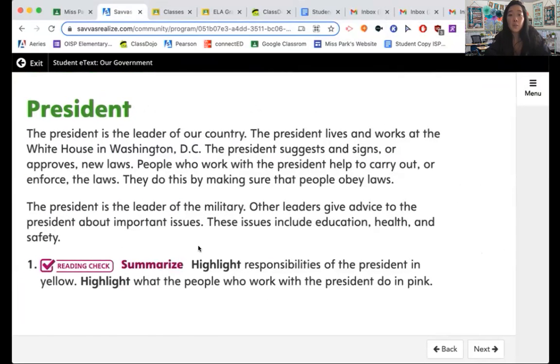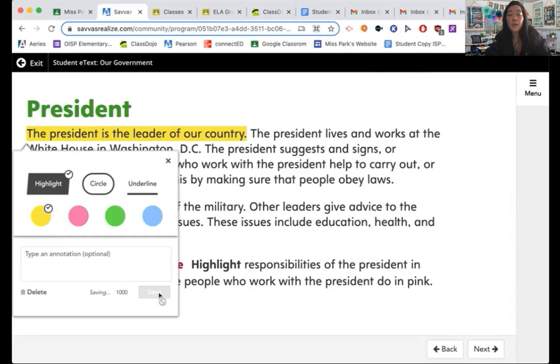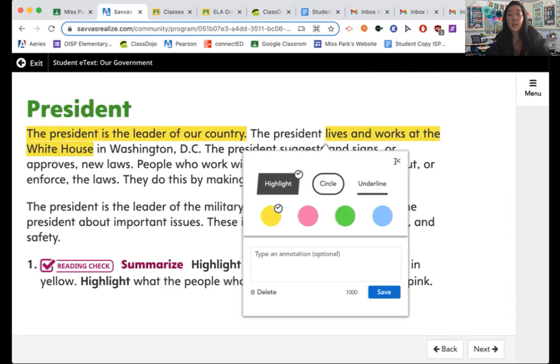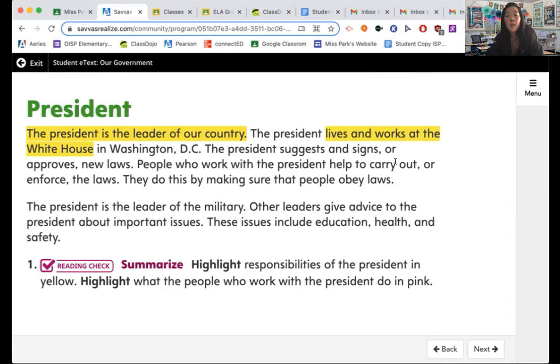So what are some responsibilities of the president? Okay, well, he is the leader of our country. Now, what are some of the responsibilities of being a leader of our country? Okay, he has to live and work at the White House. That's a responsibility. He can't just go anywhere, wherever he wants. The president suggests and signs or approves new laws. So he has to suggest, which means come up with an idea. He has to sign and approve, which means that he's making it okay for there to be new laws.